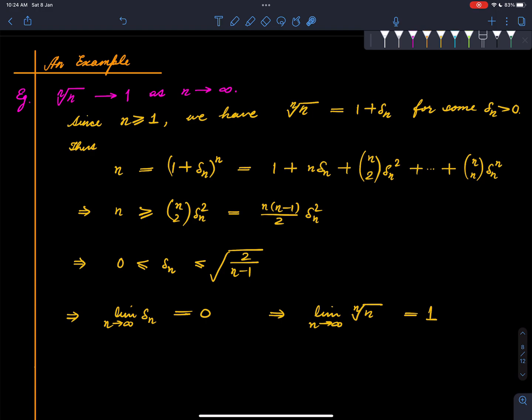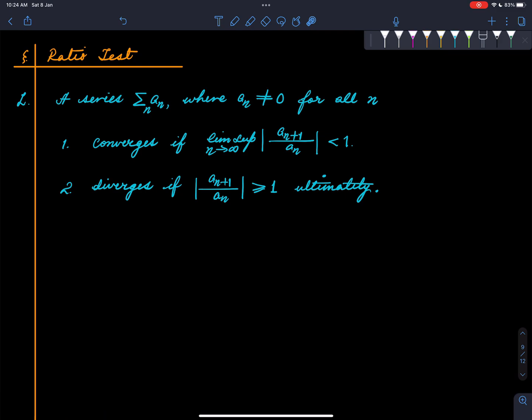Okay, and now for the other very nice test, which is the ratio test. So this time what we have is, again, a series, and assume that none of the terms are 0. Then this series converges if this lim sup is dominated by 1 strictly, and diverges if something else, nothing to do with the original lim sup, happens ultimately. So these are just two sufficient conditions. One sufficient condition guarantees the convergence, and another sufficient condition guarantees divergence.